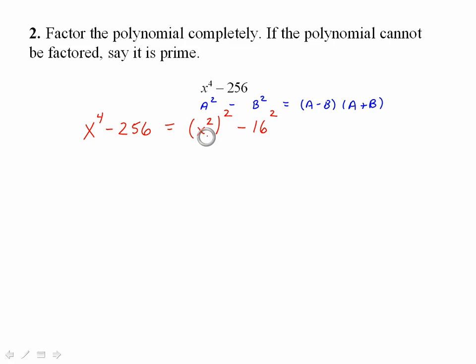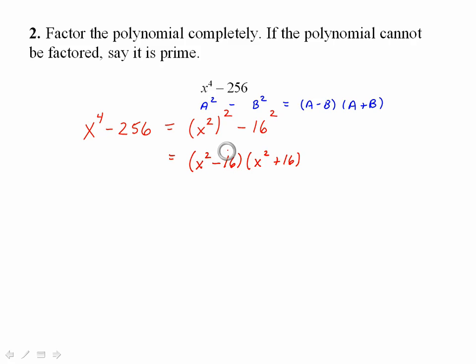So x squared all squared minus 16 squared is going to factor as a minus b times a plus b. Before you say that you're finished, you want to ask yourself whether or not any of the factors that remain may be factorable.